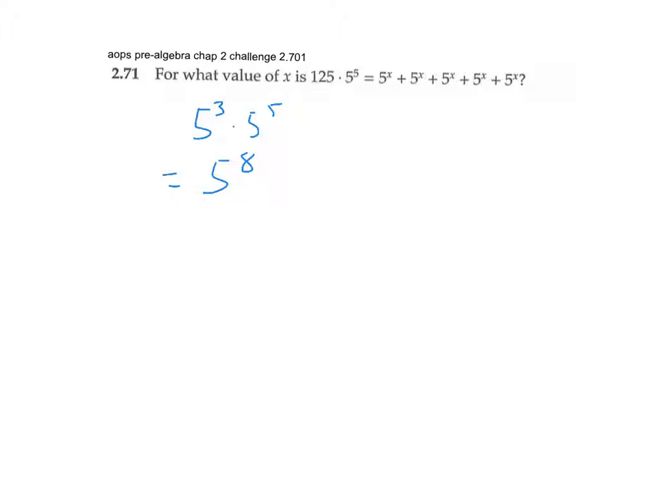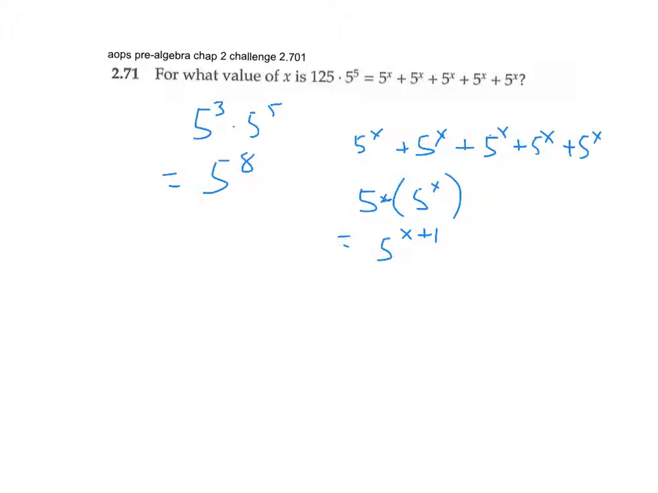So the other side has 5 to the x, but the crucial thing here is it has 5 to the x power how many times? 5 times. So you see this again and again in AoPS. They want you to see this. So it's 5 times 5 to the x. Well, what does that equal? It equals 5 to the x plus 1. So 5 to the eighth equals 5 to the x plus 1.